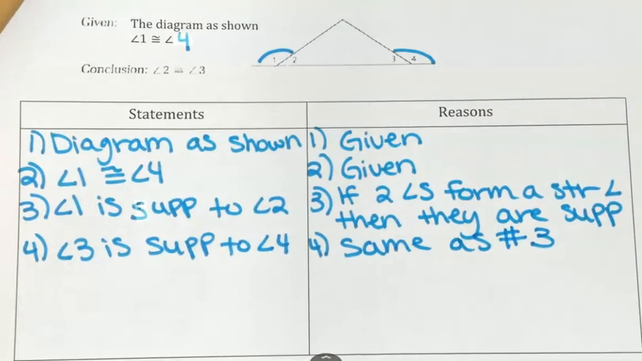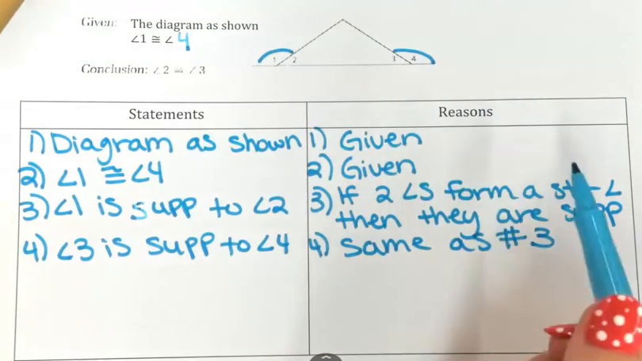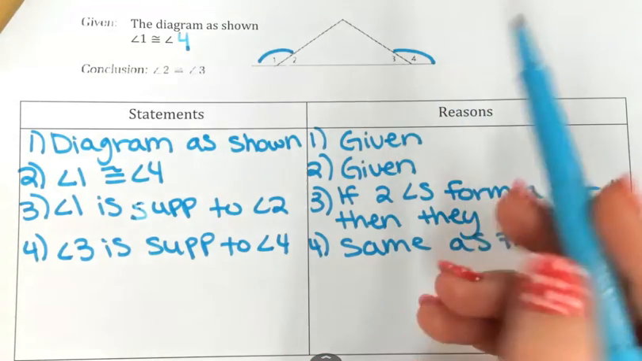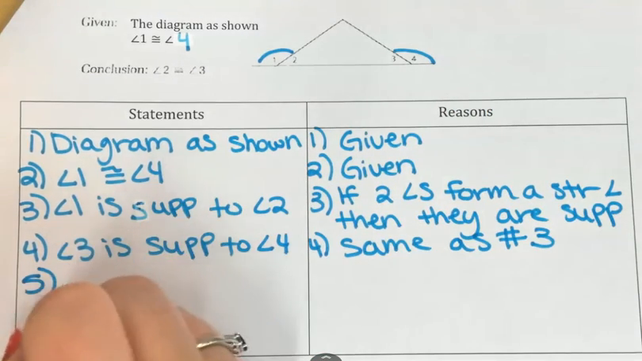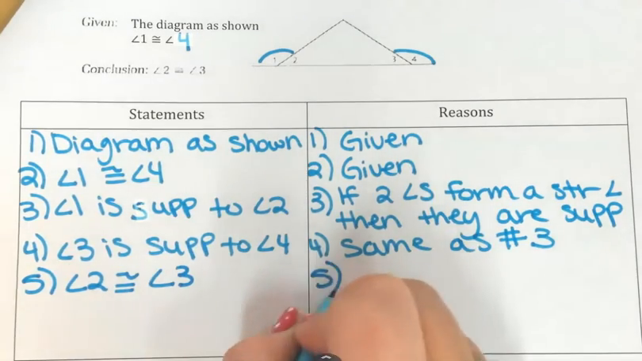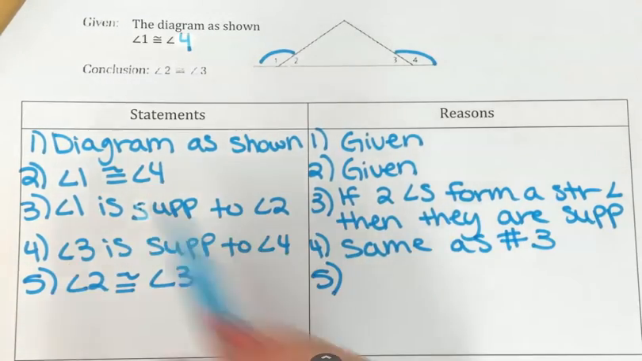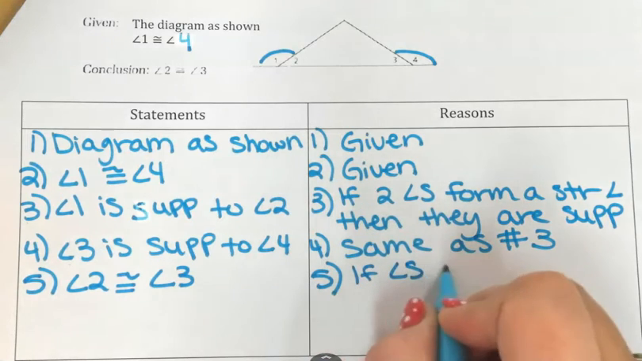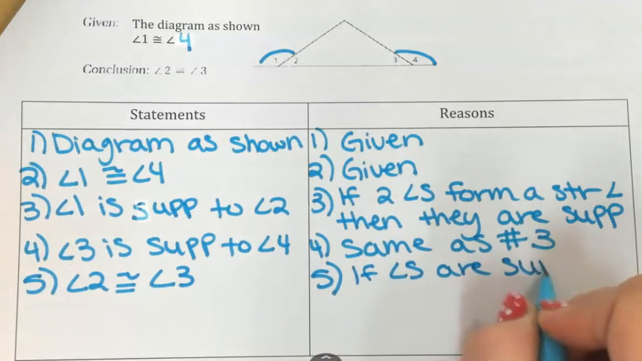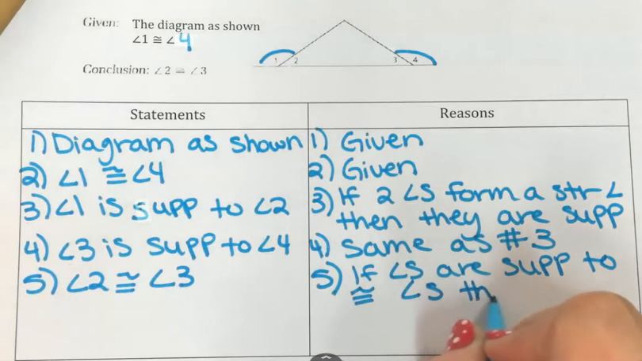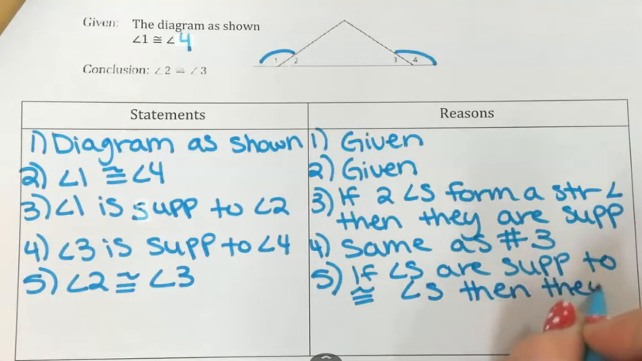So what I have now shown is that I've got 2 sets of supplementary angles. One of those 2 is a congruent pair. So my final conclusion that angle 2 is congruent to angle 3 is now going to be written. And my if-then reason, again, it's supplementary and I'm dealing with 4 angles. So if angles are supplementary to congruent angles, then they are congruent.